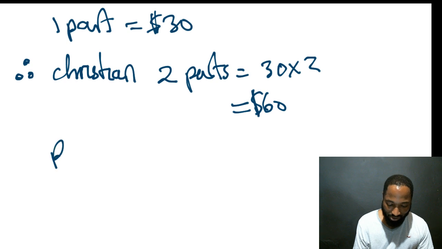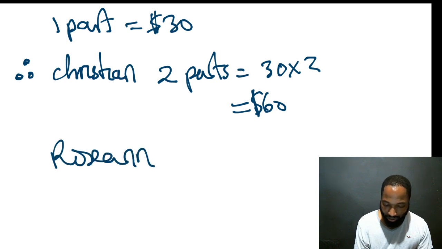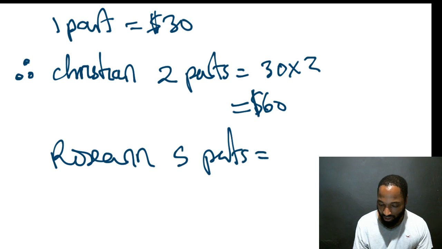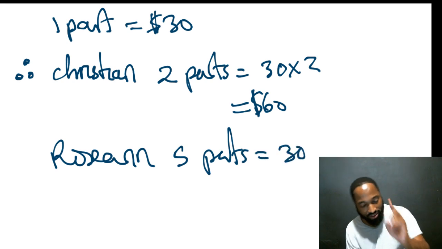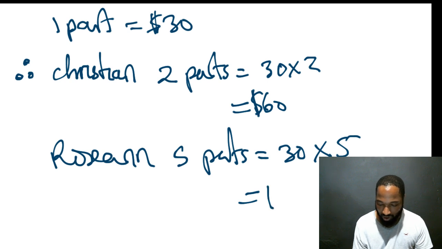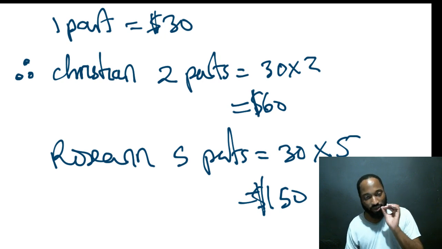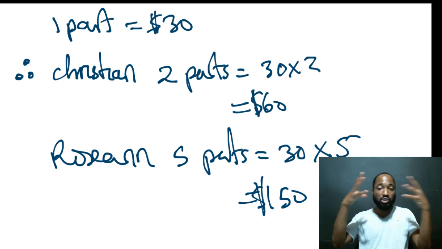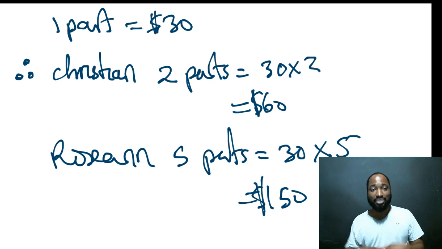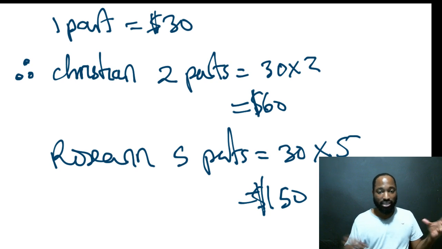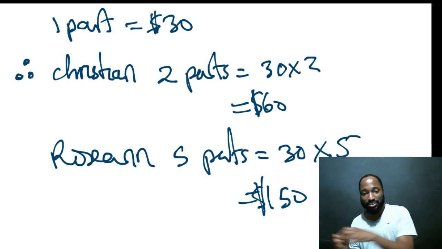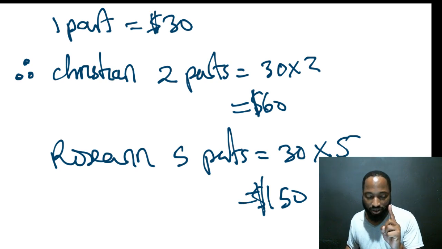And Roseanne, how many parts does she get? 5 parts would be equal to 30 times 5, which will be $150. Bam! Question solved. This is one of the ways they can bring the question, where you find for 1 part based off of the whole total. They gave you how much money both of them had, this 210, so you have to add up to get the total number of parts, divide to find for 1, and then multiply.